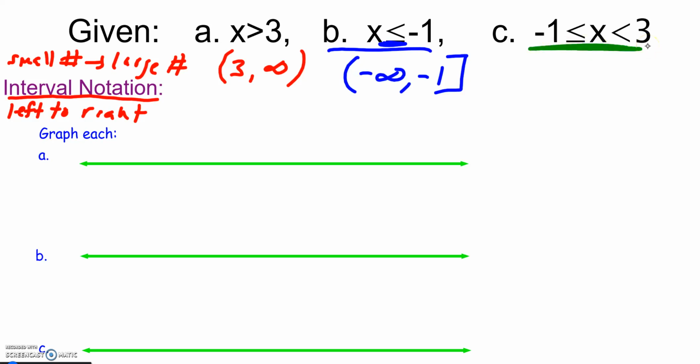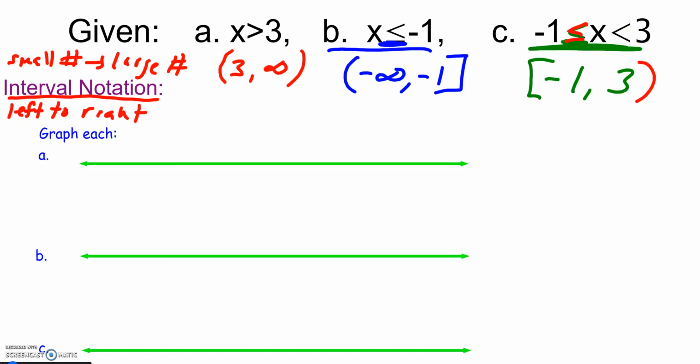Part C is saying that the number we're talking about is between -1 and 3. It is included with -1, and it is not included with 3. So if I were to write this in interval notation, my numbers are all between -1 and 3. I'm going to start with -1, the smallest possibility, to 3, the largest possibility. I'm going to put a bracket over -1 because x is greater than or equal to -1, and I'm going to put a parenthesis over 3 because x is just less than 3 and not included.